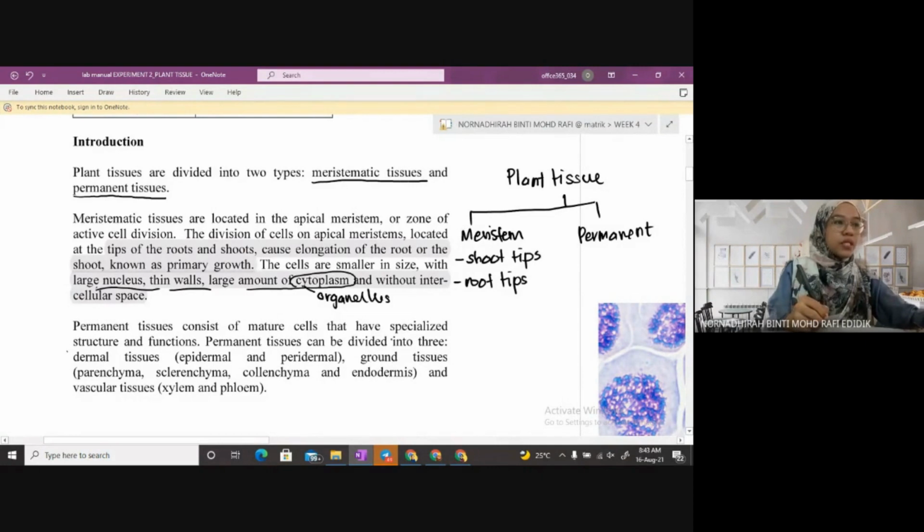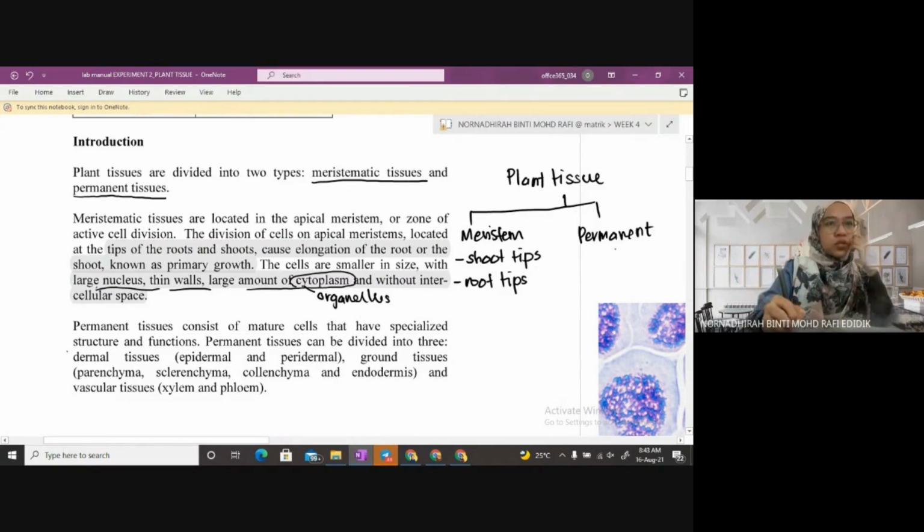Okay, and then permanent tissue consists of matured tissue, meaning that they nak kata dia still living, ada juga yang the dead cell. Okay, meaning that they do not undergo any more cell division. That's why it's called matured and have specialized structure and function. Contohnya tadi saya bagi contoh xylem and phloem. Kita tahu bila sebut xylem dia punya specific function apa? Phloem dia ada specific function dia.